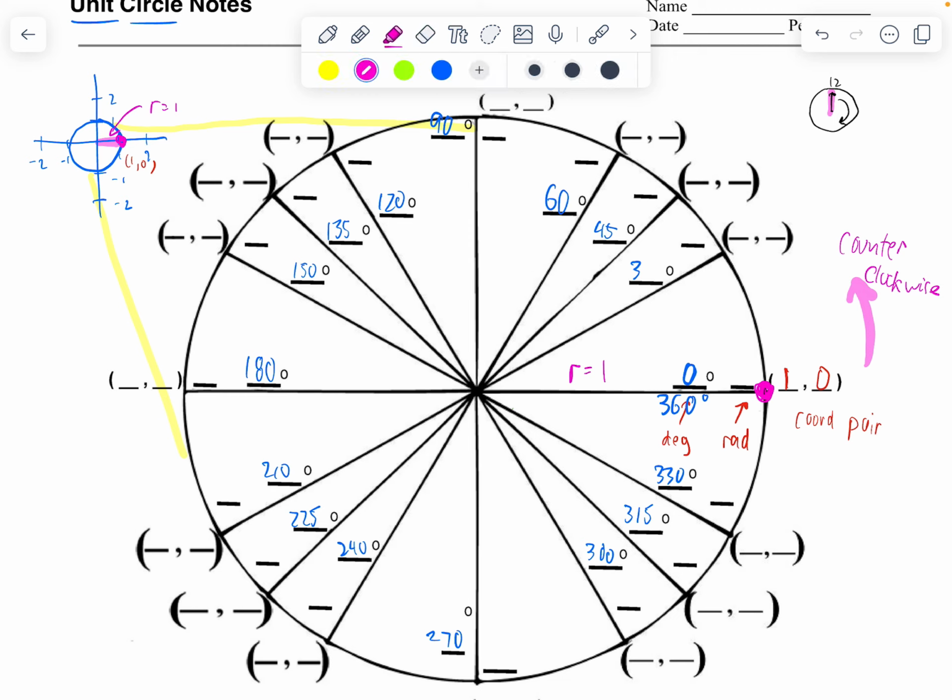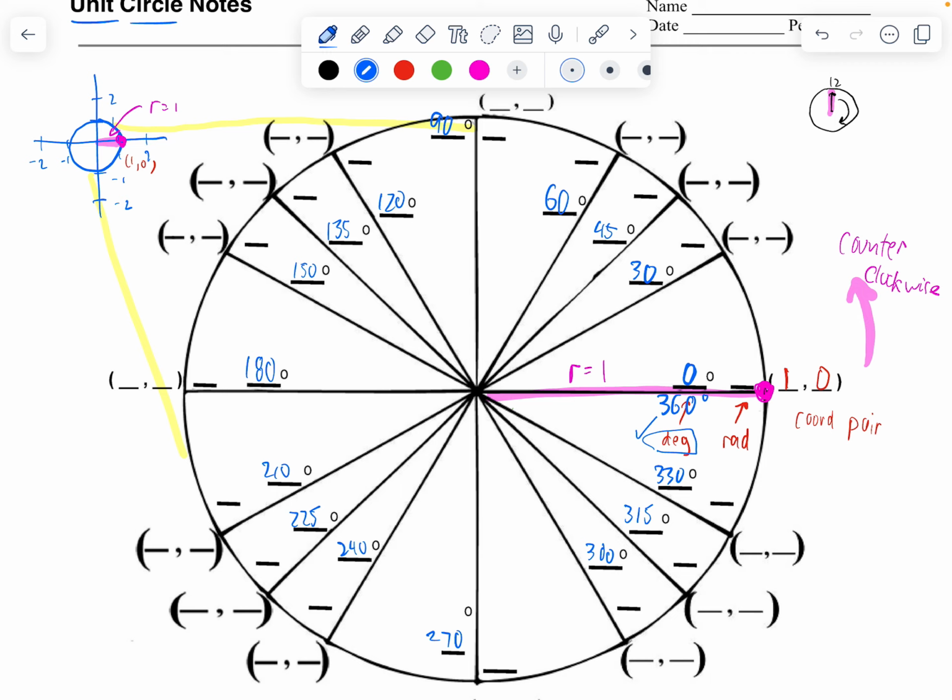Okay, so let me bring back my original start point. Okay, awesome. So we've completed all the degrees. We're done. Awesome. Okay, let's move on to radians.